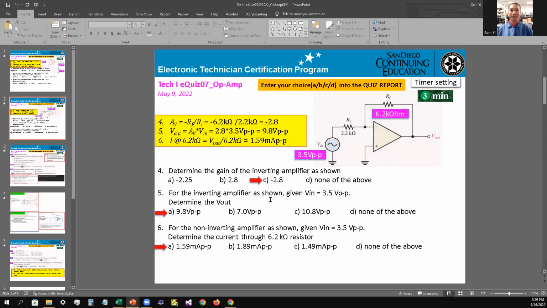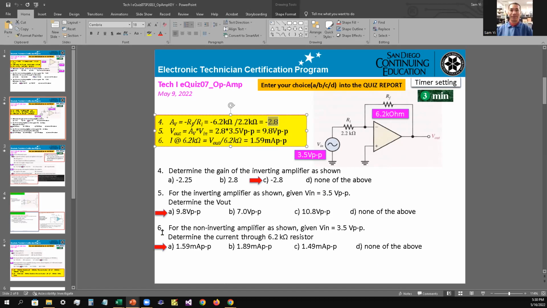Number 5, for the inverting amplifier shown, given Vin equals 3.5 volts peak to peak, determine the Vout. Since you have an AC signal, it is going to get inverted, but we just take the gain, which is 2.8, times the input voltage, 3.5. That yields 9.8 volts peak to peak. The answer is A for number 5.